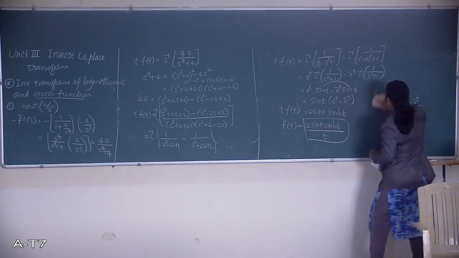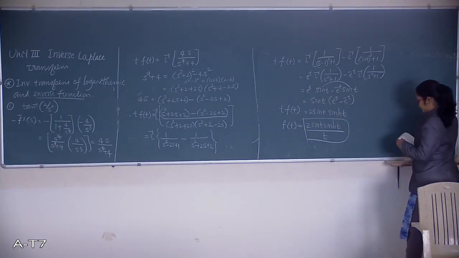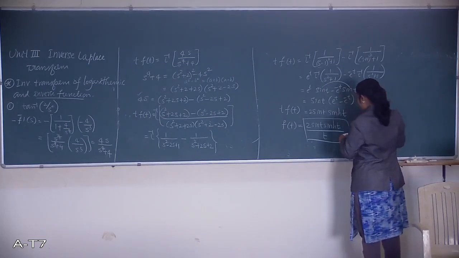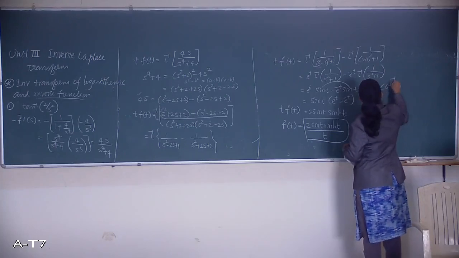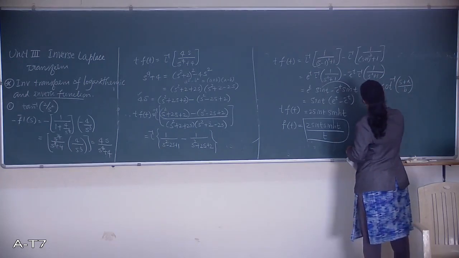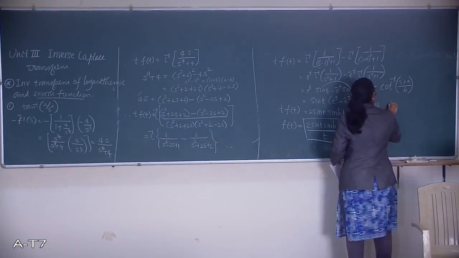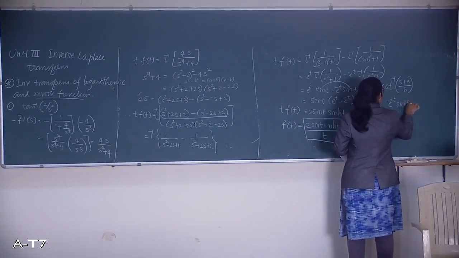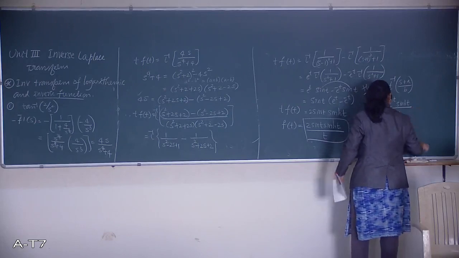One example you can try based on this as homework: cot inverse of s plus a divided by b, and the answer should be e power minus at sin bt divided by t.